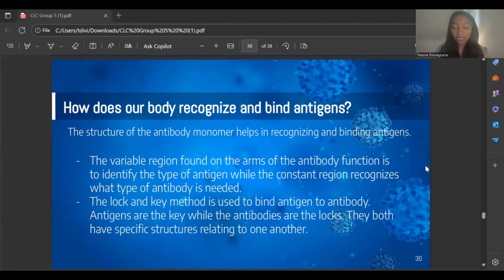The lock and key method is used to bind antigen to antibody. Antigens are the key, while the antibodies are the lock. They both have specific structures relating to one another.